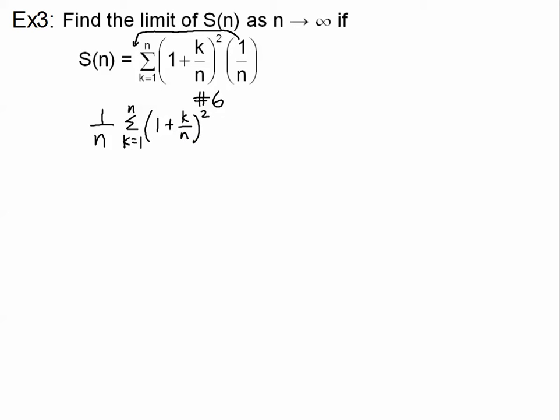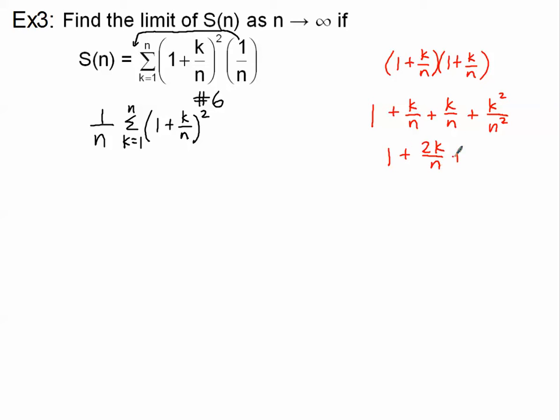The next thing I should probably do is FOIL this binomial. I'm going to come off to the side here: 1 plus k over n times 1 plus k over n. Let's FOIL that real fast. First terms give me 1. Outer terms give me a k over n. Inner terms give me another k over n. Last terms give me k squared over n squared. These are like terms, giving me 2k over n. And I FOILed it.